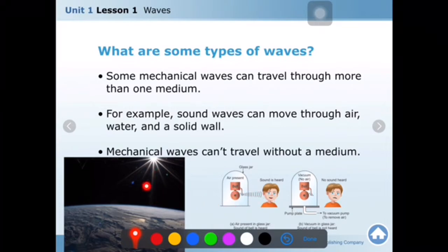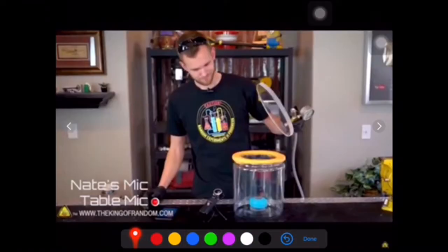Okay, how about in space? Is there any sound? There are many explosions on the sun. Are we able to hear? We are not able to hear anything. Why? Because there is no air, there is no material in space to transfer the sound, because sound is a mechanical wave.